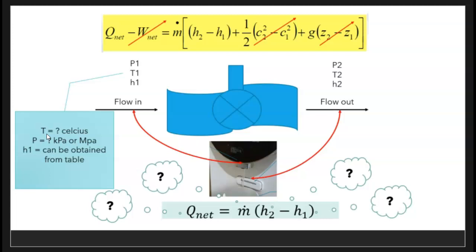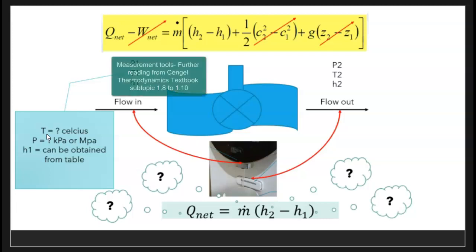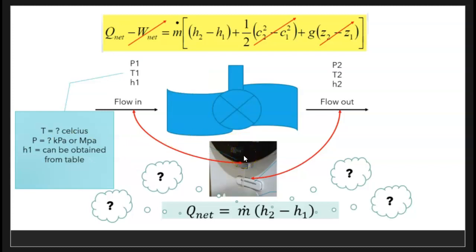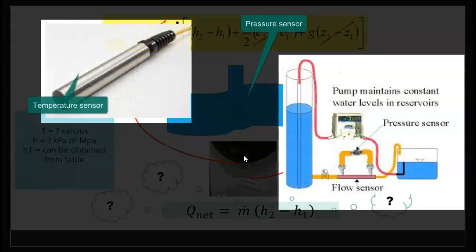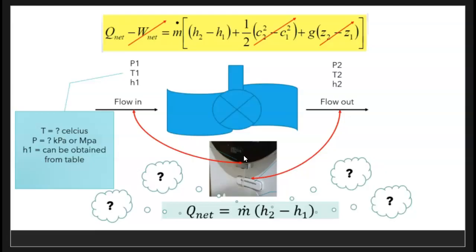But since this is a daily problem that you, as an engineer, are probably going to encounter and solve, you actually need another measurement tool, right, to be able to measure the temperature and pressure inside this area. Perhaps at this stage we can make use of a pressure and temperature sensor so that we can tap how much is the pressure and temperature inside this water dispenser.